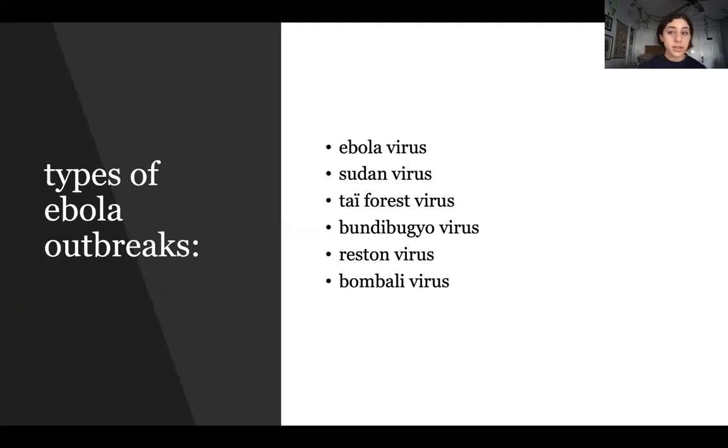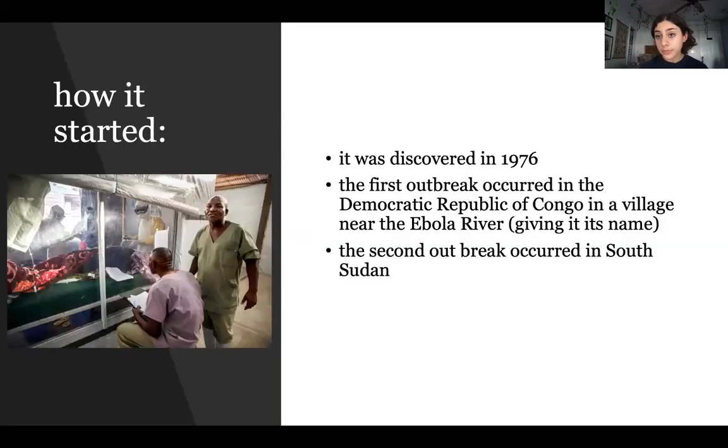Many people may not know that the Ebola virus has many different kinds of outbreaks depending on where that specific kind started. So there's the Ebola virus, the Sudan virus, Thai Forest virus, Bundibugyo virus, Reston virus, and Bombali virus. So how did this virus start?